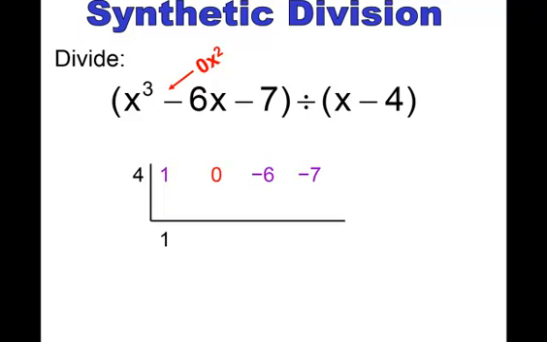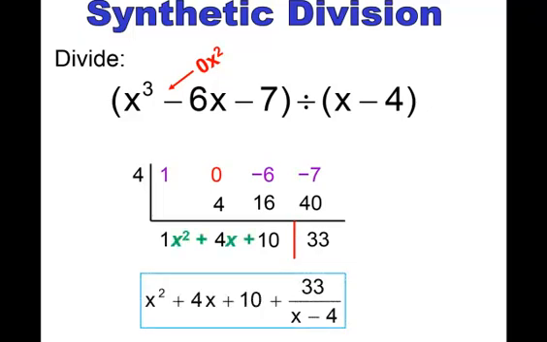Bring the first number down. 4 times 1 is 4. Put it in the next column. Add down. 4 times 4 is 16. Put it in the next column. Add down. You get 10. 4 times 10 is 40. Add down. You get a remainder of 33. And then add your variables back in, reducing it by one exponent. So we get x squared plus 4x plus 10 plus 33 over x minus 4.